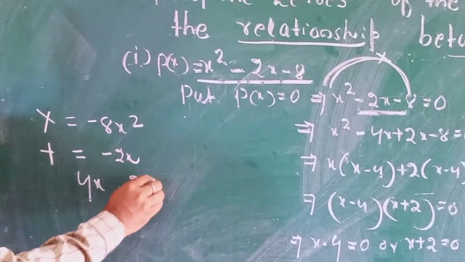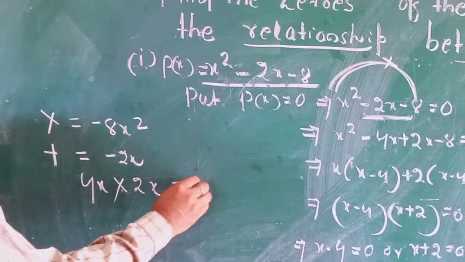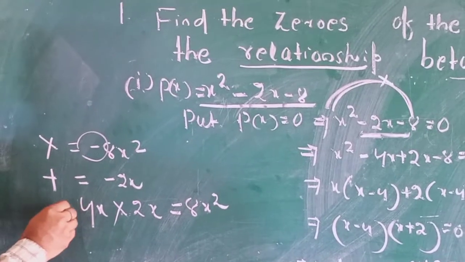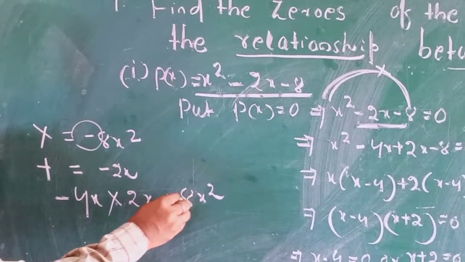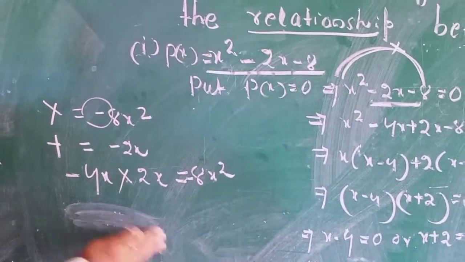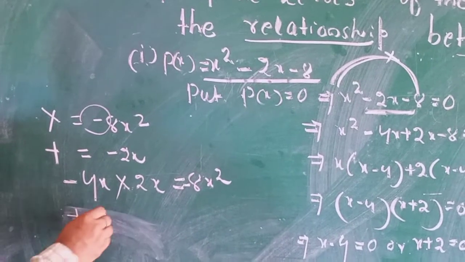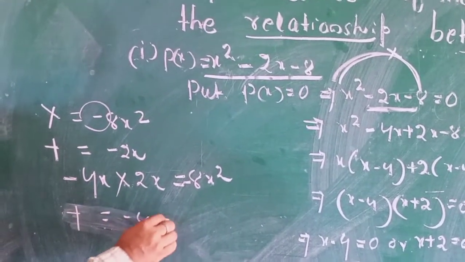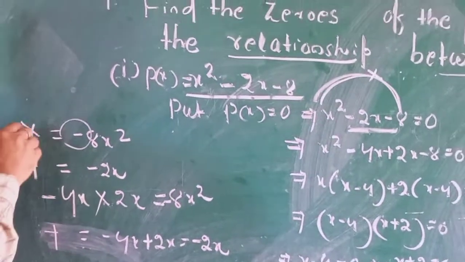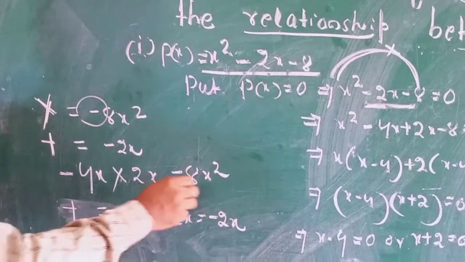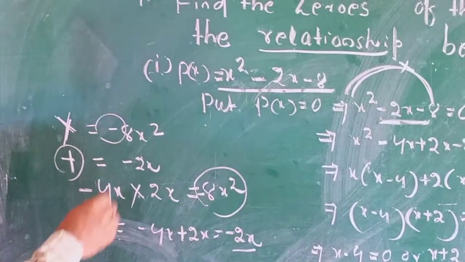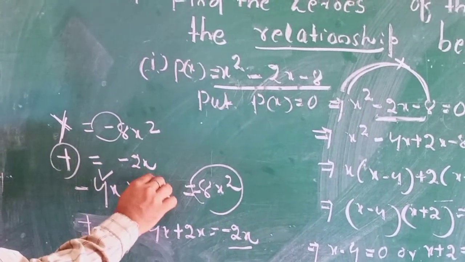4x and 2x. 4x into 2x is equal to 8x square, but it is given minus. So if I put a minus here, then this will be minus 8x square. And the sum will be minus 4x plus 2x, which is equal to minus 2x. Is it coming or not? The product is coming minus 8x square and the sum is coming minus 2x. So the two numbers are minus 4x and plus 2x.